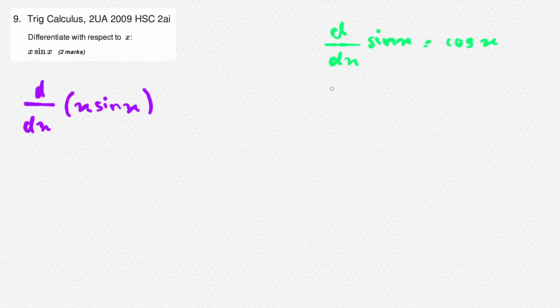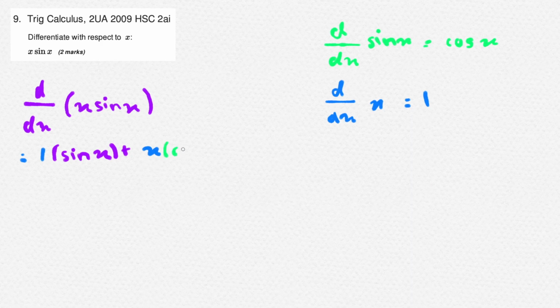Now, how do you derive x? To derive x, it is simply 1. Now, since we know our values, let's start writing our working out. d over dx of x sine x will be equal to 1 times sine x plus the derivative of sine x, which we now know is cos x, times by x.